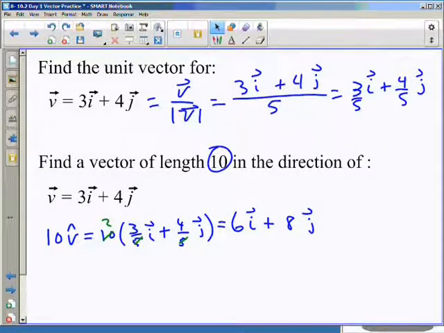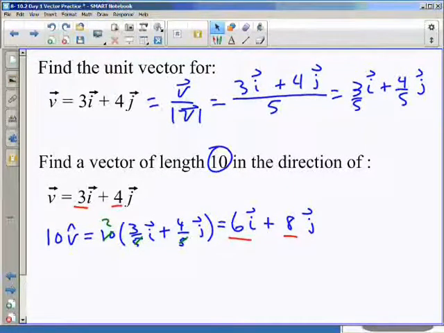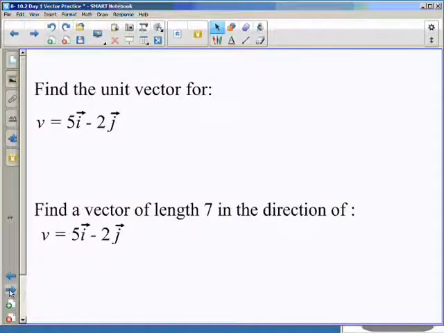You could have simply doubled each of the components and gotten the same value because this is essentially a right triangle. It's a similar triangle. So you could have just doubled 3 and gotten the 6, doubled the 4 and gotten the 8. Typically you're not going to get integer values that you're going to make larger. For instance, the problem you're about to do. I want you to try this. Find the unit vector first and then find a vector of length 7 in the same direction.